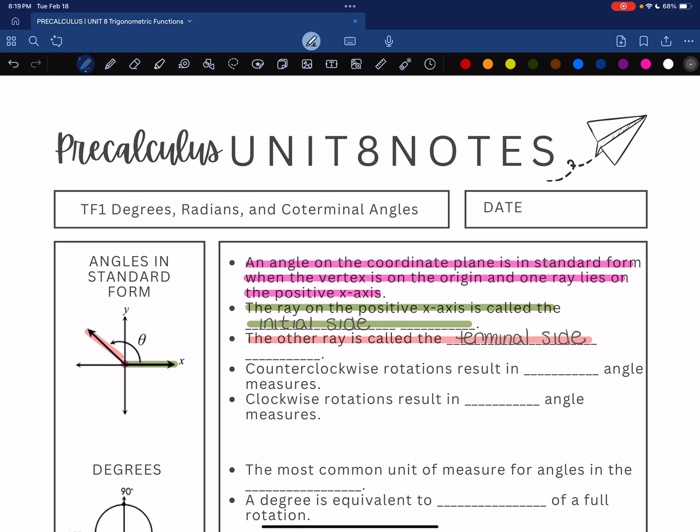Now, if we are rotating counterclockwise like you see here in this picture, let's go ahead and make a note of what that looks like. Counterclockwise rotations are when you're rotating opposite of what a clock would be. So counterclockwise rotations result in positive angles. Just to clarify more, that's going up and around from the x-axis.